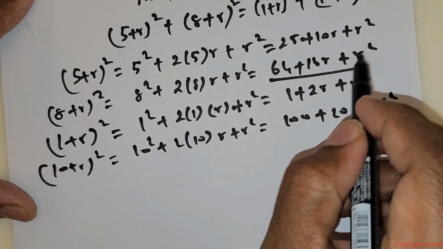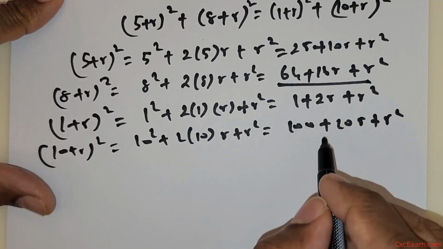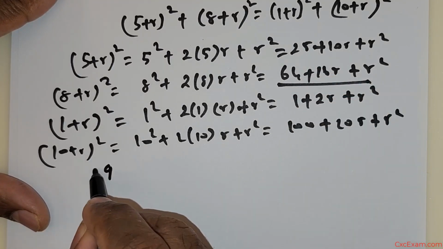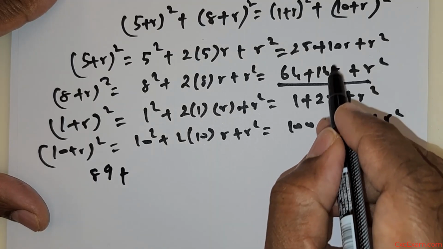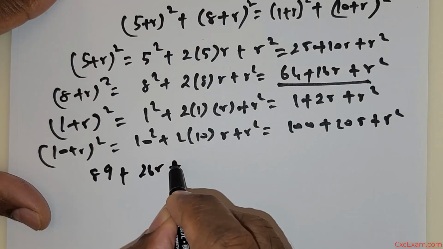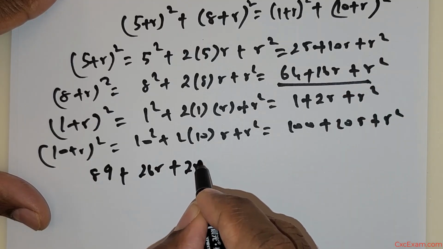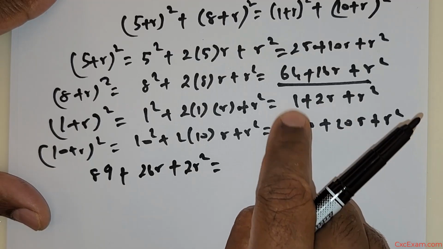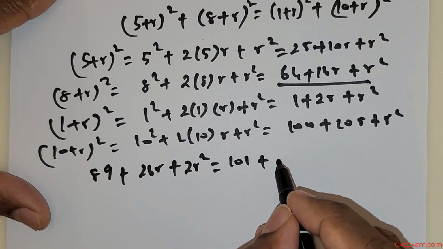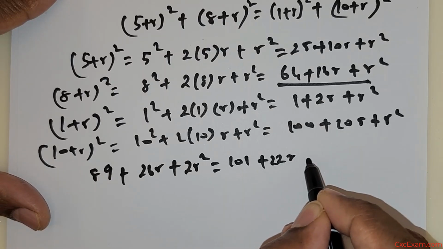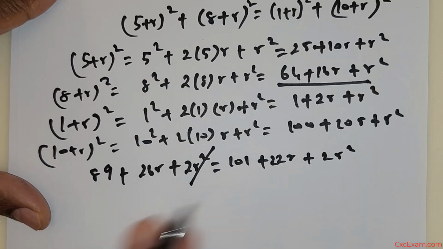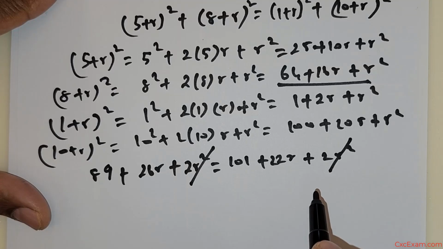So we will have to add these together. 25 added with 64, that's 89. 16R added with 10R is 26R. R squared added with R squared is 2R squared. This is equal to 100 plus 1 is 101. 2R plus 20R is 22R. R squared plus R squared is 2R squared. Now 2R squared on the left will get cancelled with 2R squared on the right.